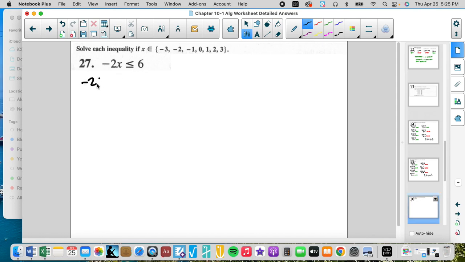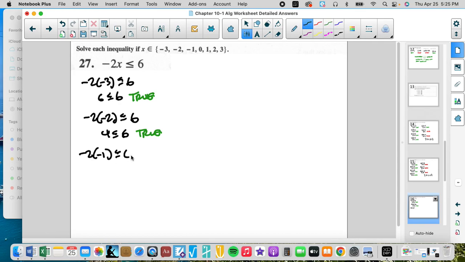Let's do -2 times -3 less than or equal to 6, is 6 less than or equal to 6. That is true. It's not less than, but it is equal to. -2 times -2 less than or equal to 6, is 4 less than or equal to 6. That is true. Is -2 times -1 less than or equal to 6, is 2 less than or equal to 6. That is true. Is -2 times 0 less than or equal to 6, is 0 less than or equal to 6. That is true.